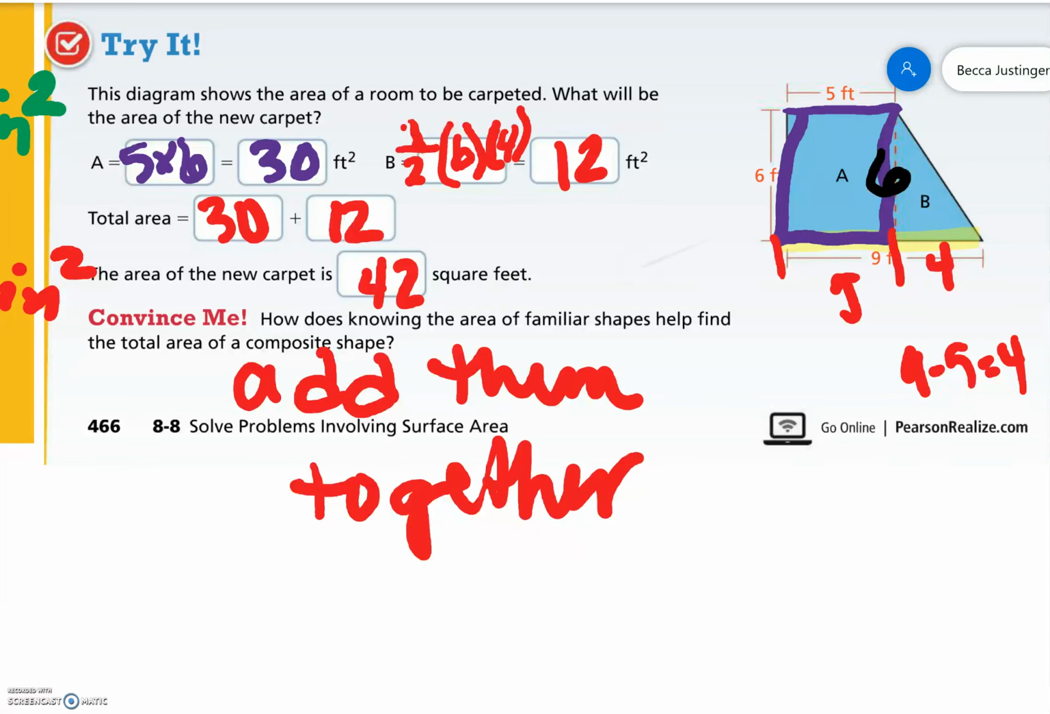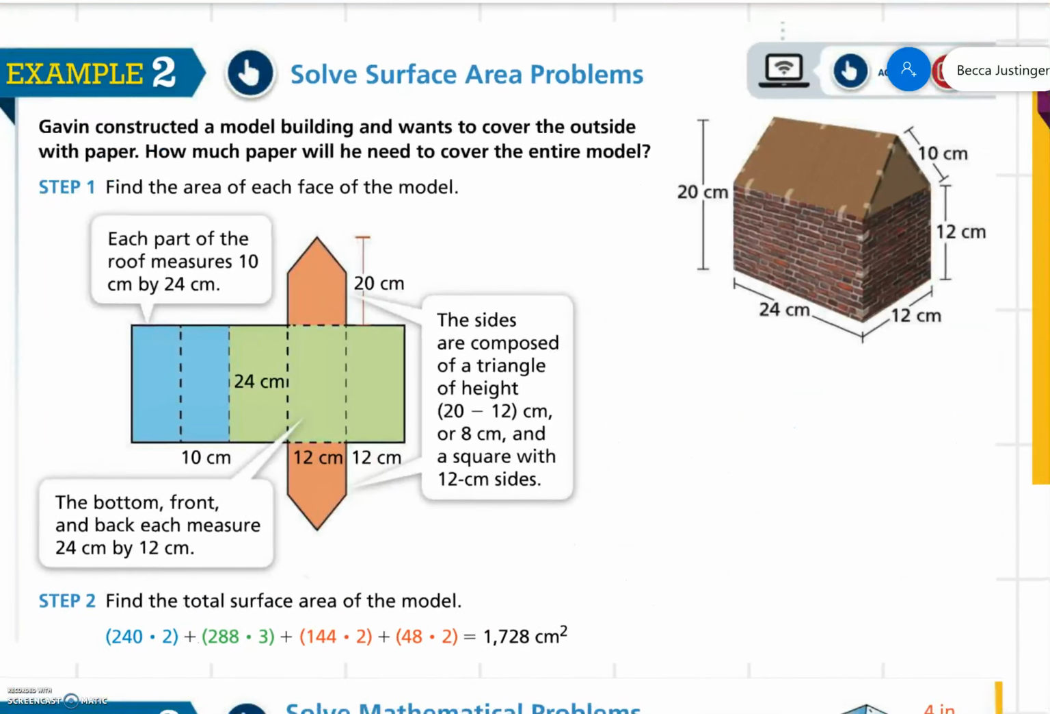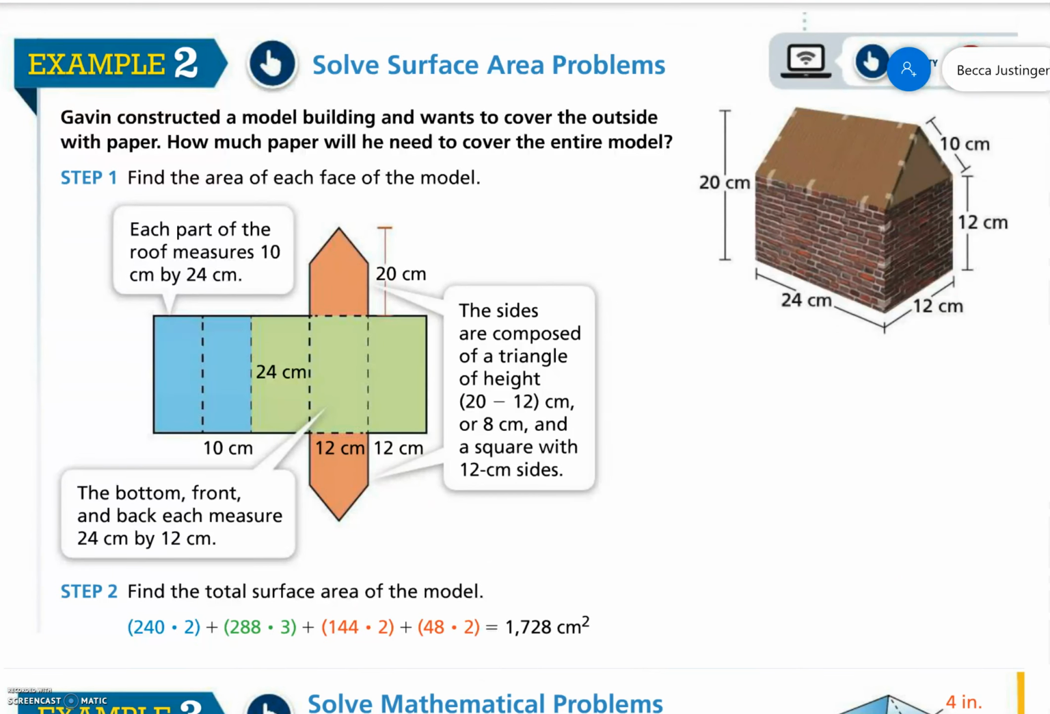Okay, example number 2. Solve surface area problems. Gavin constructed a model building and wants to cover the outside with paper. How much paper will he need to cover the entire model? First, we need to find the area of each face of the model. So what they do is laid it out flat for us.